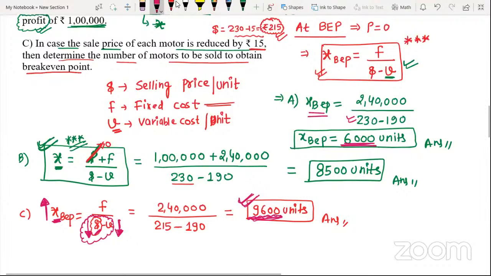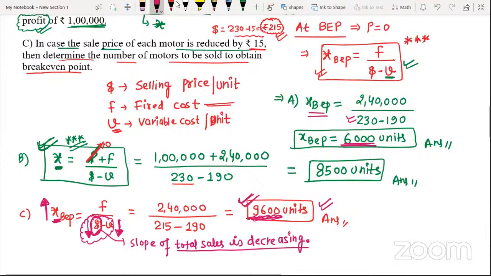You can see from the graph also, since this s is reducing, the slope is also reducing, so you can observe these things from the graph also. It simply means that the slope of the total sales is decreasing. So the answer is 9600 units.